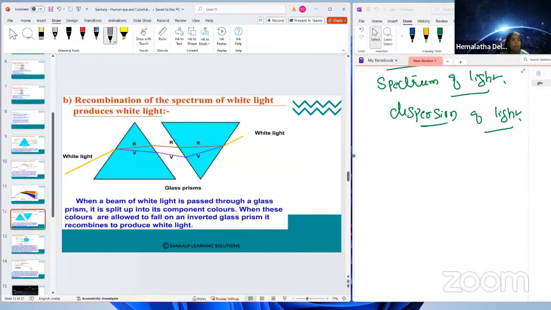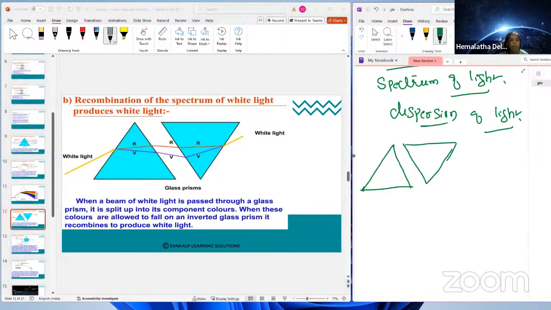One prism like this, and exactly the same prism, he put in an inverted shape. If it is ABC, here it is BC; the base is in the opposite position. He put it like this and observed the nature of the incident light.